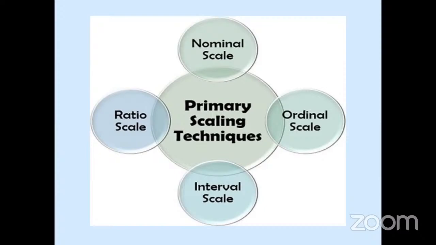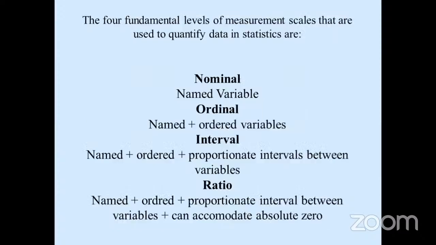Okay, so here is how they are different from each other. I have mentioned it in this slide as well. And the ratio scale, which is a very comprehensive scale, involves named variables plus ordered plus proportionate intervals between the variables, and it can accommodate an absolute zero. So as you see, in a nominal variable there can be no zero, because it doesn't involve any categorization or any hierarchy. It's just a named variable.